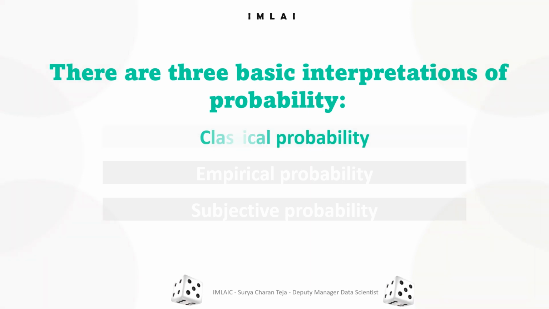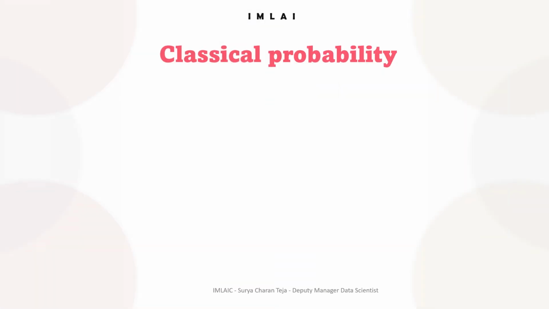So first we will look into classical probability. We will do some examples, and after that empirical, then subjective. Then we will get into the addition law of probability, multiplication law of probability, then conditional probability, Bayesian probability, law of total probability, and after that we'll get into the distributions. Okay, for now let's begin with classical probability.